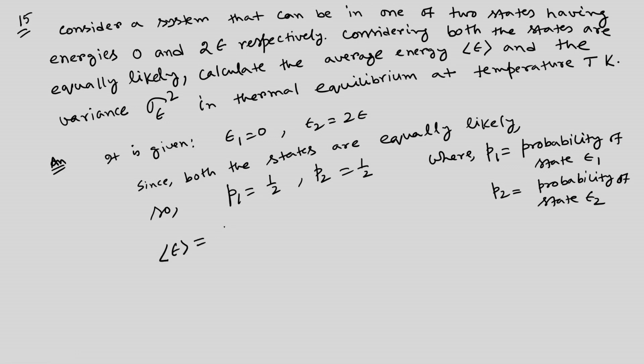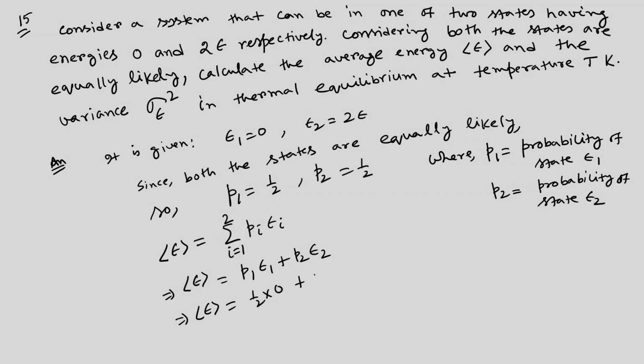So, epsilon average is the sum over i from 1 to 2, because only two states are available, of P_i epsilon_i. So, this is the definition of the average of any quantity. So, epsilon average is P1 times epsilon 1 plus P2 times epsilon 2, and if we substitute the value of P1 as half, epsilon 1 as 0, and the value of P2 as again half, and epsilon 2 as 2 epsilon, we get the average of energy is epsilon.